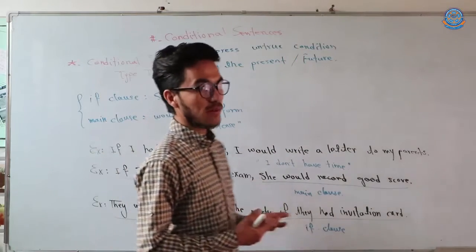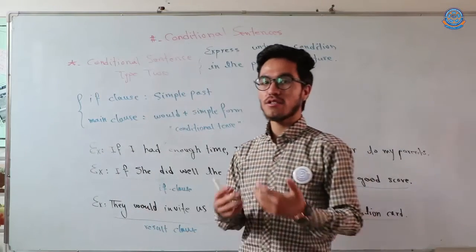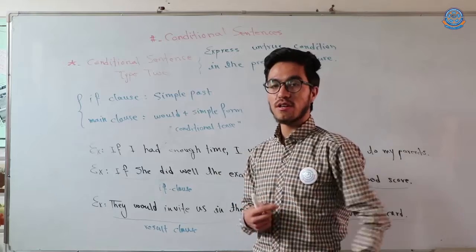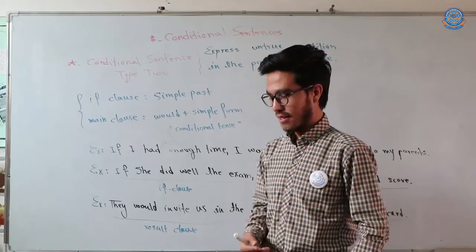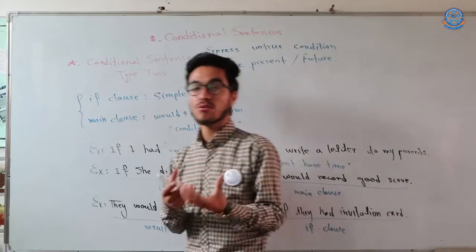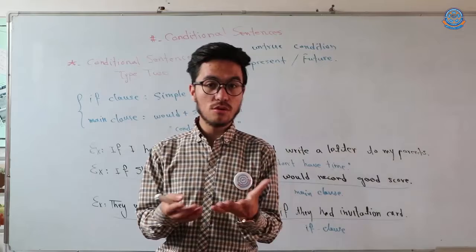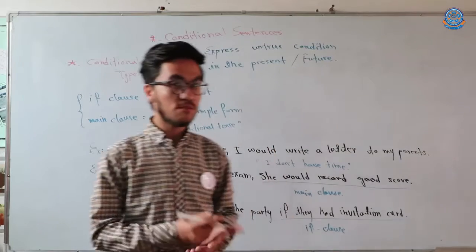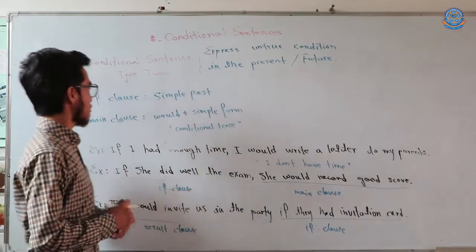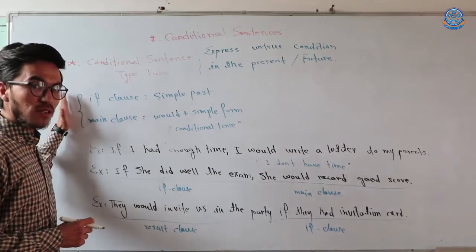And really, when you are talking about conditional sentence type 2, we are expressing untrue, or we can say impossible condition. It means that's not real. That's it. So, about the structure, it is like this.